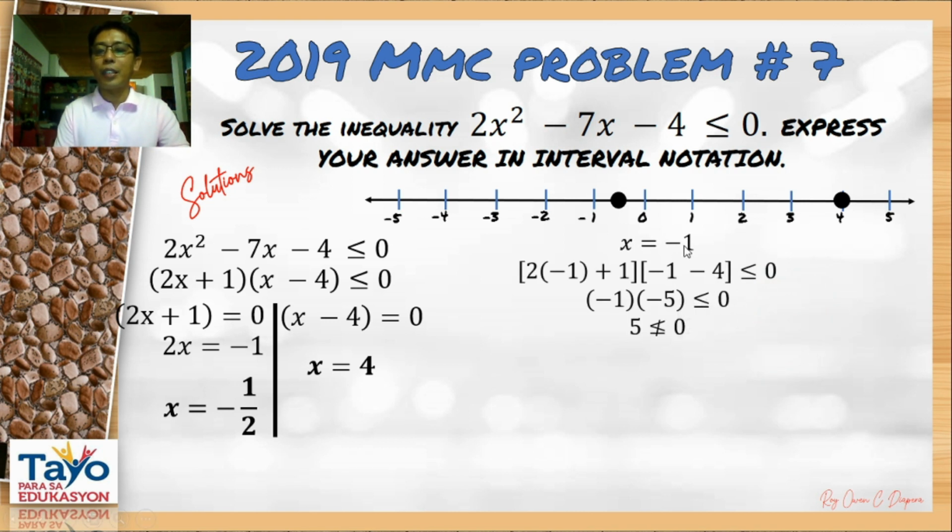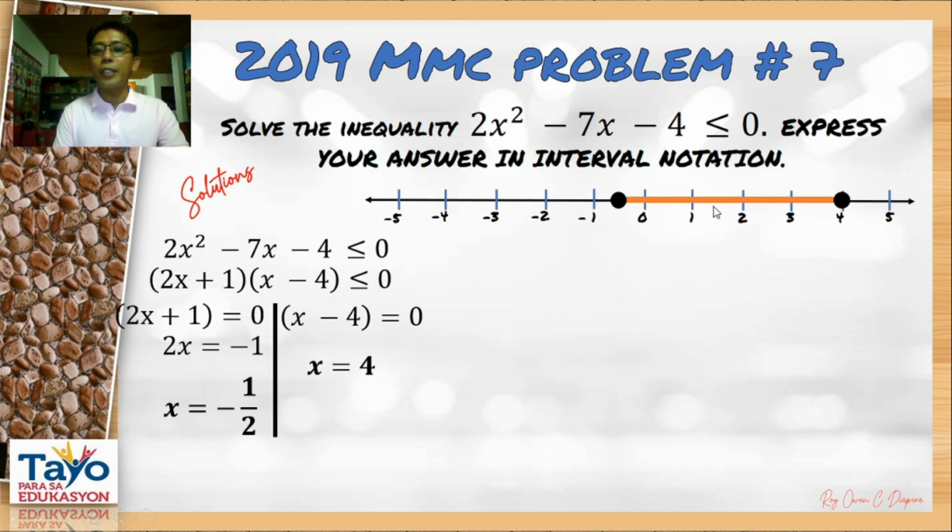Let's say x is equal to negative 1. Of course, negative 1 is less than negative 1/2. So if we substitute x equals negative 1 into the given inequality, it gives us 5 is not less than or equal to 0. That gives us false. So, meaning to say, only the points in between negative 1/2 and 4 are the values of x that make the given inequality true.